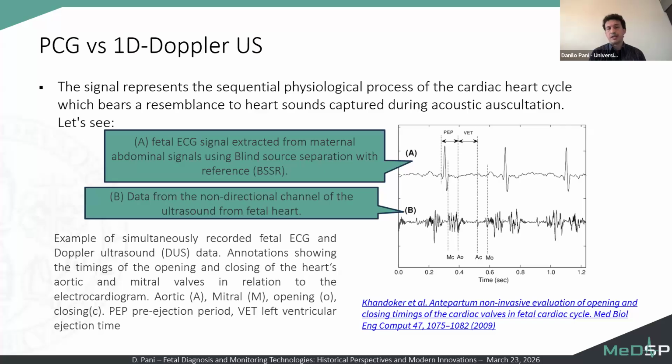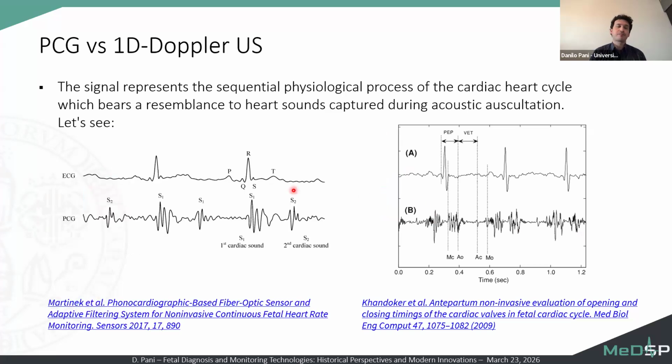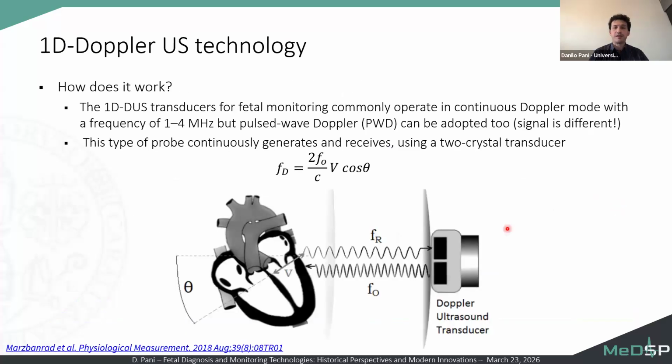The signal that you obtain, that you can see here in this slide, in the lower part of the plot, is quite similar to the one that you can achieve with, for instance, a phonocardiographic signal, in this case acquired with fiber optic sensors as the one I showed before. So in principle, you can obtain from 1D Doppler ultrasound similar information to what you have on the canonical phonocardiogram signal.